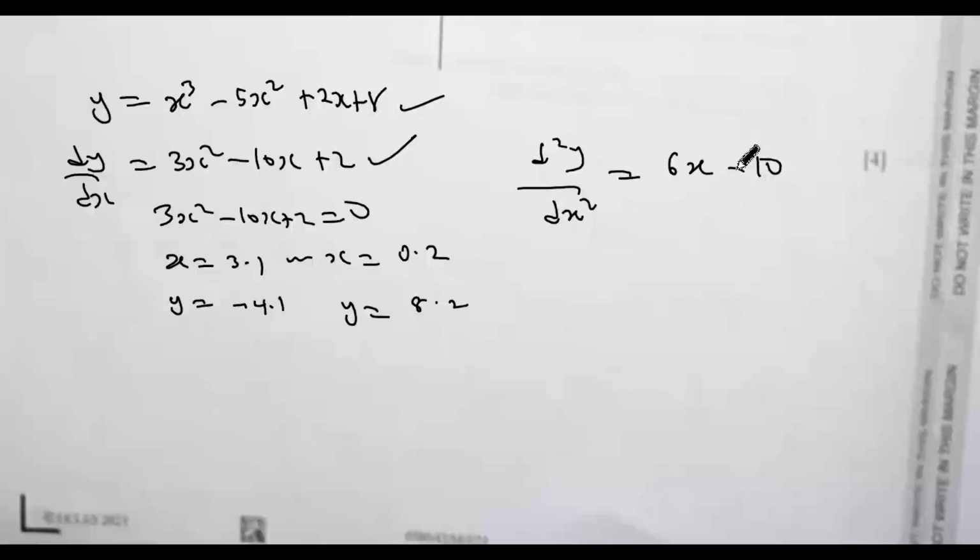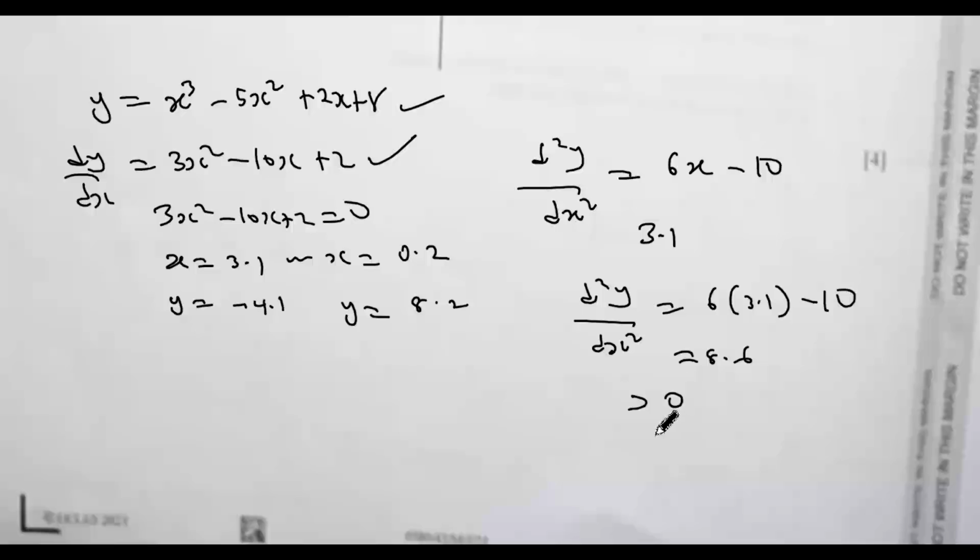So I'll need to put my stationary point there. When x equals 3.1, the second derivative d²y/dx² will be equal to, so let's key in the value here, 6 times 3.1 minus 10. This will give us 8.6. So we can say d²y/dx² is greater than 0, which means it is positive.